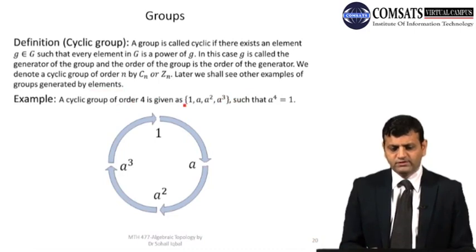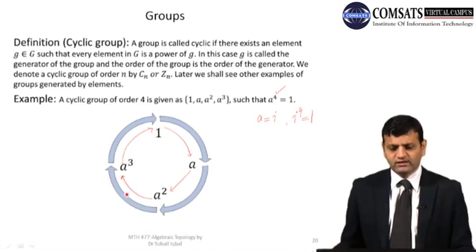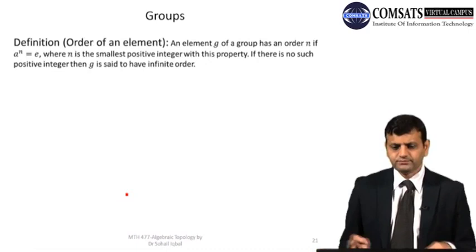A cyclic group of order 4 is given as 1, a, a square, a cube, such that a raised to power 4 is equal to 1. As we have seen earlier, if I take a to be iota, then this generates a cyclic group of order 4, and it also satisfies the condition that iota raised to power 4 is equal to 1. This is called a cyclic group because we have a cycle of elements. Starting from 1 we get a, starting from a we get a square, a cube, and then we end this cycle once again at 1. So it is a cyclic permutation or cyclic combination of elements, so that's why it's called a cyclic group.